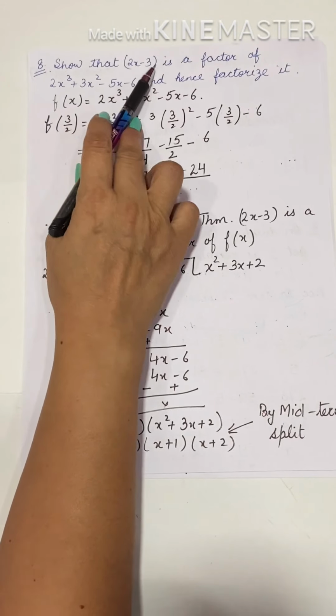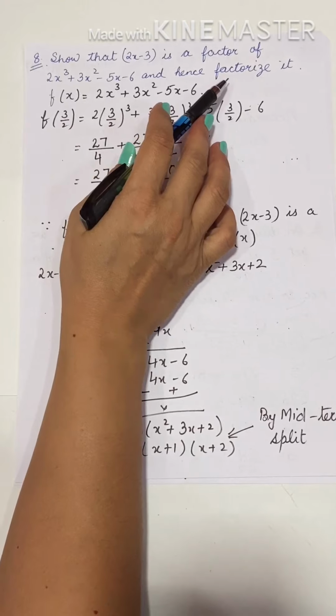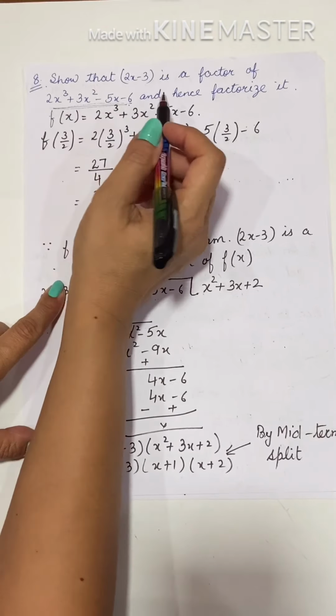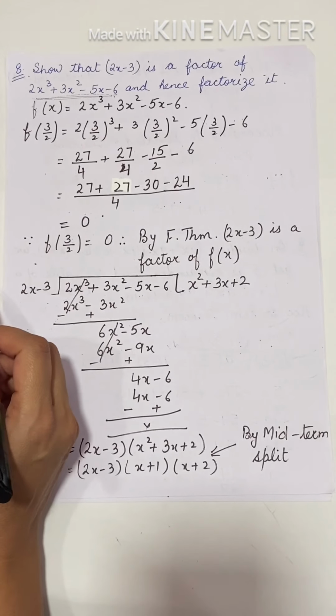Again, show that 2x minus 3 is a factor of the polynomial and hence factorize it. Now we have to factorize the given expression also. First thing is, show that 2x minus 3 is a factor of this polynomial.